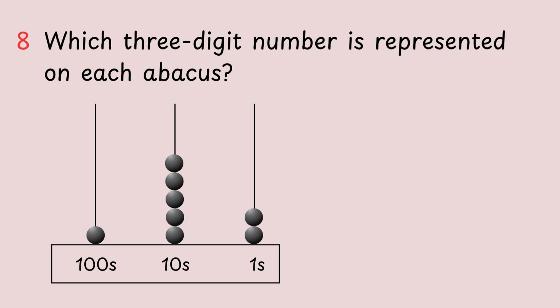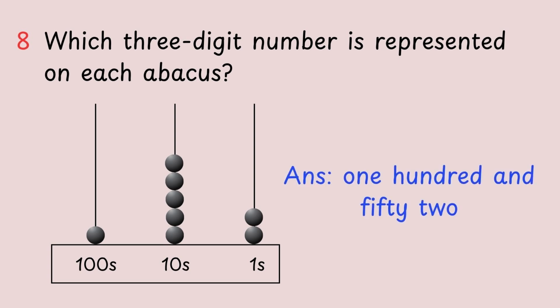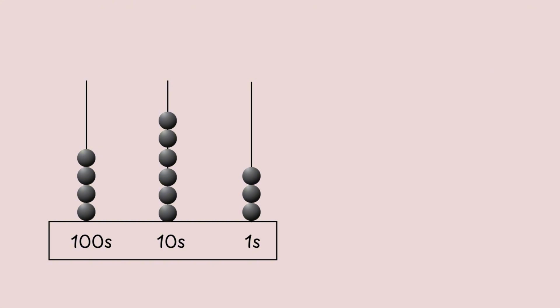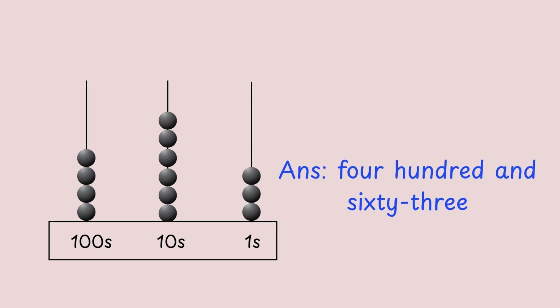Question 8. Which 3-digit number is represented on each abacus? So we can see that there is 1 bead in the hundreds column and it equals 100. And there are 5 beads in the tens column and it equals 50. And there are 2 beads in the ones column and it equals 2. So the answer is 152. And the next one, we can see that there are 4 beads in the 100s column, 6 beads in the tens column, and 3 beads in the ones column, and the answer will be 463.